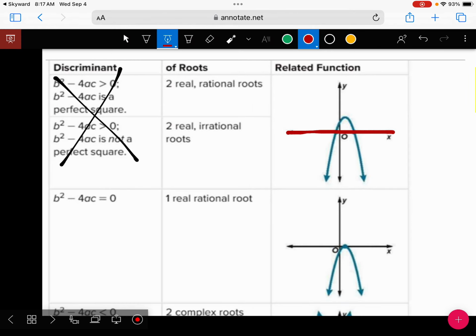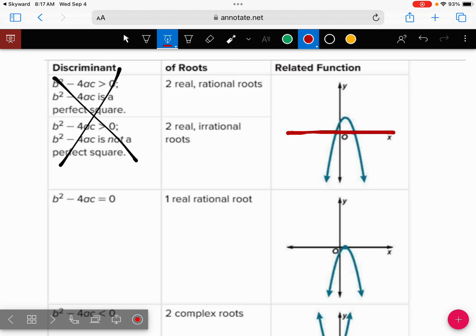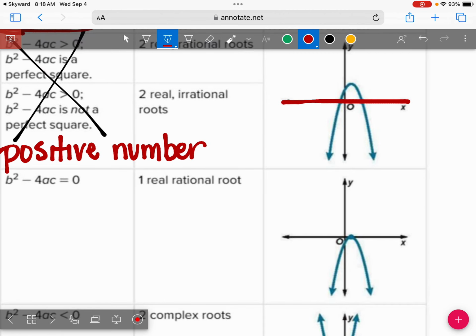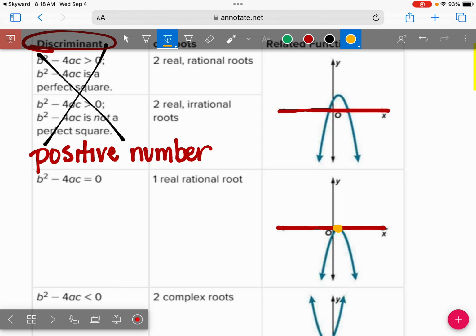So because it crosses through it twice, that tells me that this discriminant is a positive number. It's a positive number. I don't know what it is, but whatever I get when I do b squared minus 4ac, in order for me to get 2 x-intercepts, it has to be a positive number. Now let's look at this next one. Do you see how this quadratic is only touching it one time right here? It doesn't cross through it twice. It only crosses through it once. That tells me that my discriminant is 0. So when I do b squared minus 4ac, I get 0.